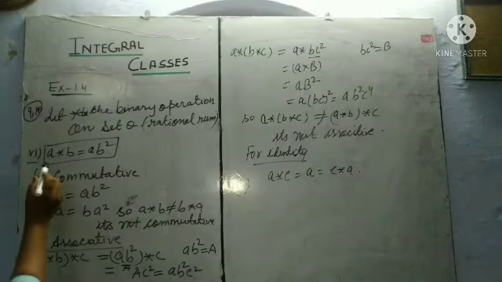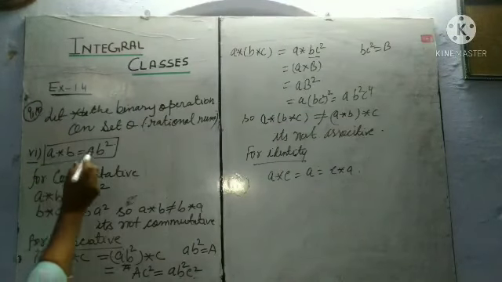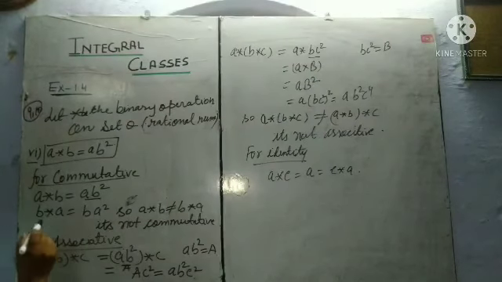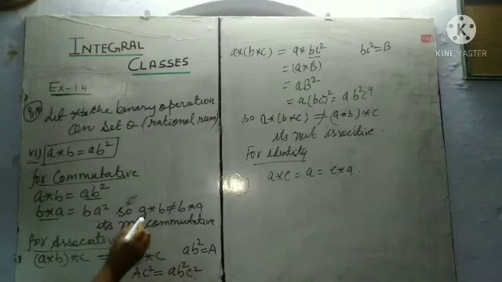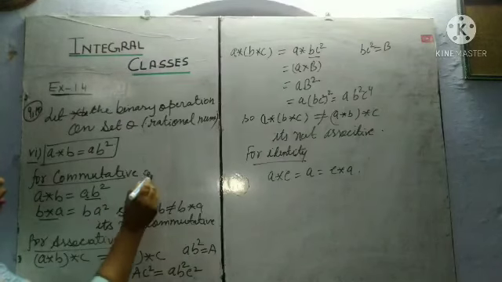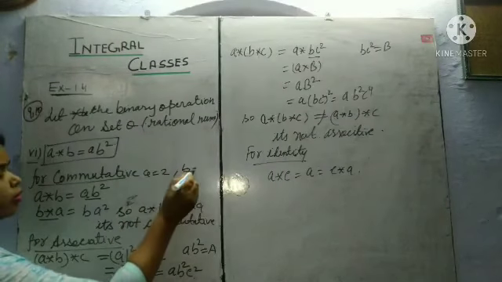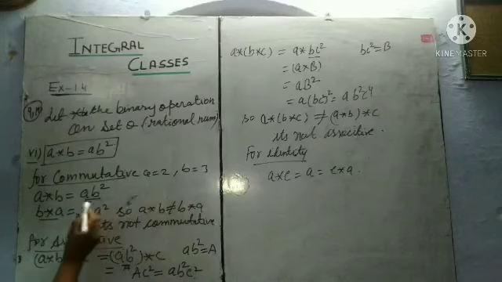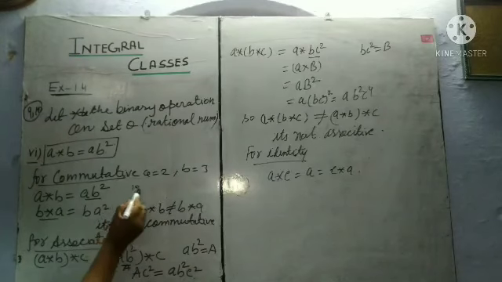Now the binary operation is given as A star B equals A B square. So first of all we will check for commutativity. A star B is A B square, and B star A is B A square. So A star B is not equal to B star A, so it is not commutative. Suppose we put A equal to 2 and B equal to 3. So what is the value of A B square? 3 times 3 is 9, 9 times 2 is 18.